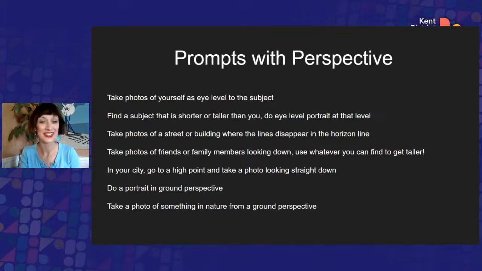It's really fun as well to take a photo of something in nature from a ground perspective. So all of the flowers are starting to bloom, or the leaves are starting to come out a lot stronger now. And to take a photo from root level, from ground level, of the flower emerging from the earth is beautiful.